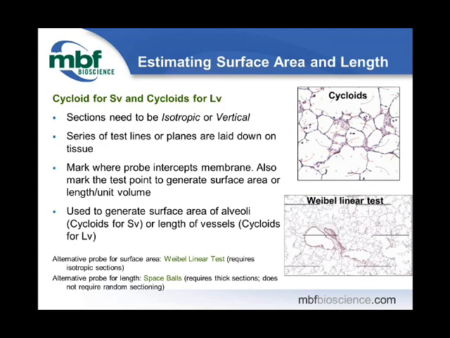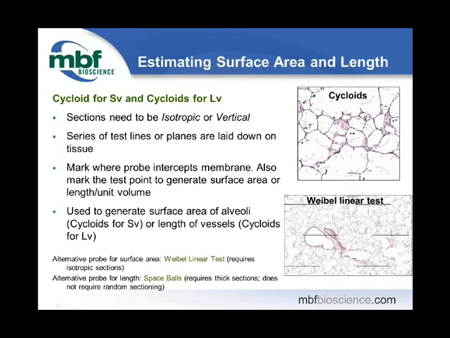Okay, let's move on from volume to surface area and length. And unlike volume, for surface area and length, we need to worry about the orientation of the tissue. If you are probing for surface area, for instance, surface area of the alveoli, you can use various line probes. You have to make sure that some combination of your probe and your tissue gives you a randomness in 3 dimensions. So some of these probes will help you with that, like cycloids for SV.